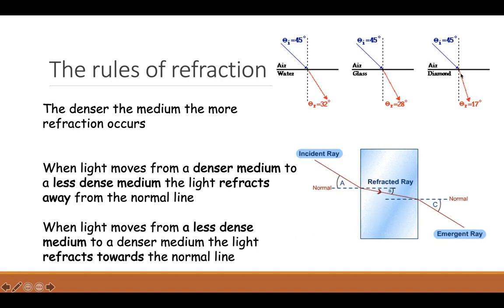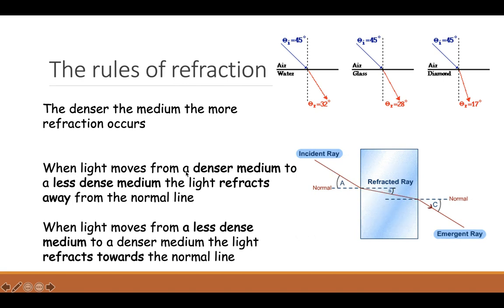That means we've got a big difference in the size of the angle of refraction and the angle of incidence. Whereas air and water are closer together in density. There's still a difference in density, but it's much smaller, and you'll see the refraction is much less.